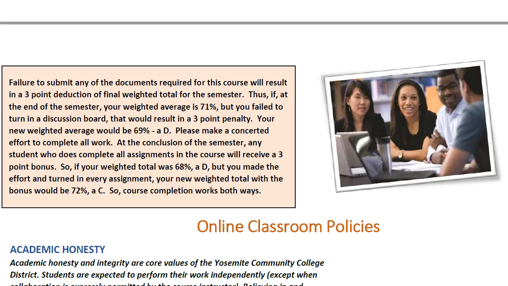However, if you turned in everything, you participate in each of the assignments, each of the boards, everything, then turnabout is fair play. You get a 3-point bonus added on to your weighted total. So if your weighted total was 68, but you made an effort to turn in every single assignment, your new weighted total with that bonus would be 72, a C. Right? All right.